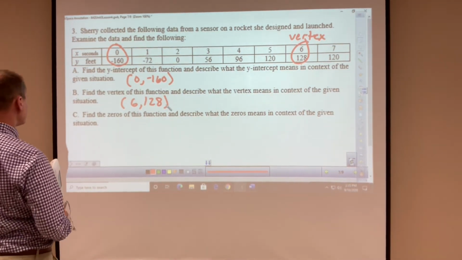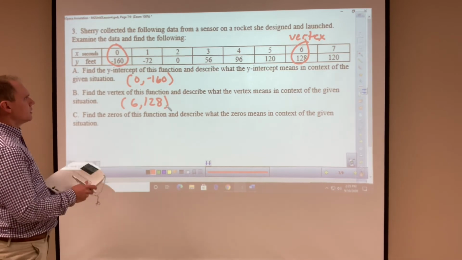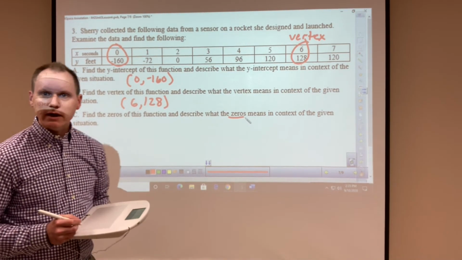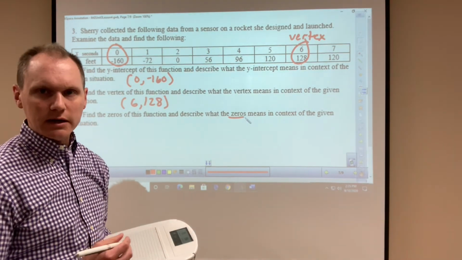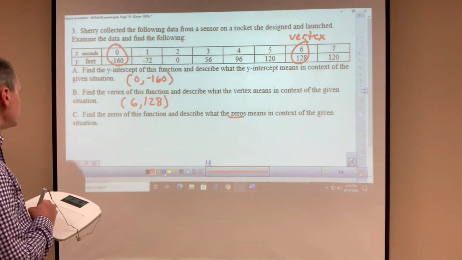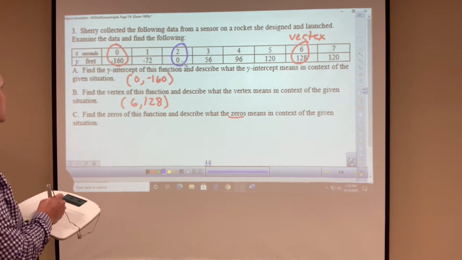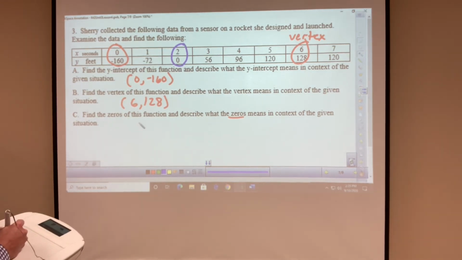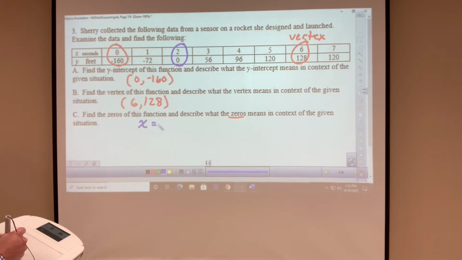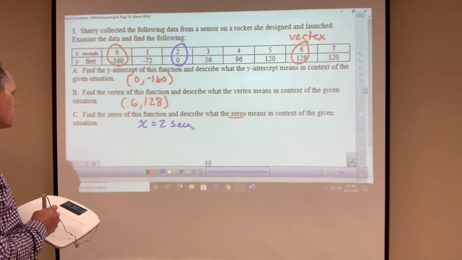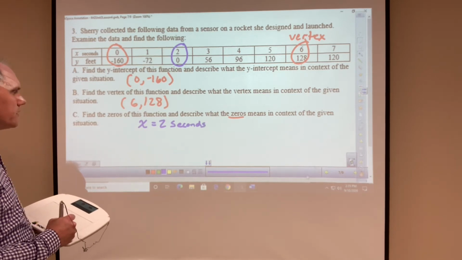All right, and then lastly, find the zeros of this function. The zeros are x-intercepts. That's when the y value is 0, right? The height is 0. So I'll do this in blue here. 0 is right here, right? The height is 0. So that's at x equals 2, or 2 seconds. All right, let's find the other one.